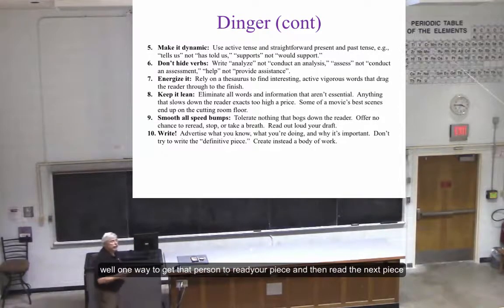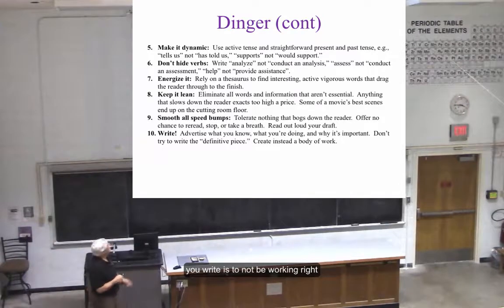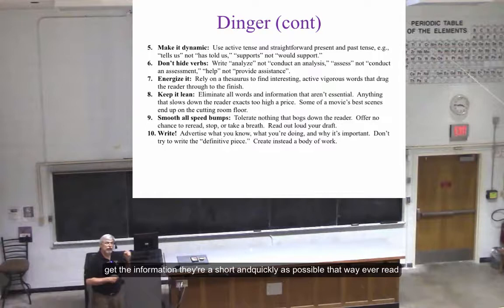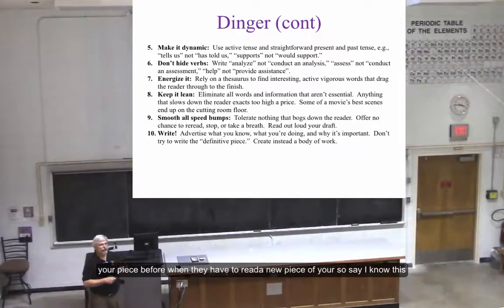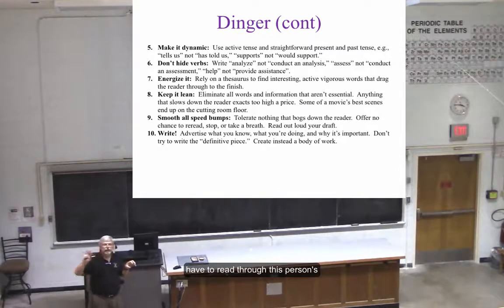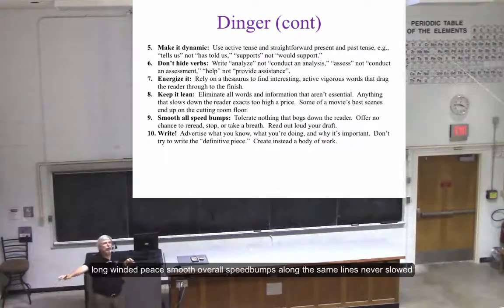Well, one way to get that person to read your piece and then read the next piece you write is to not be wordy. All right? Get the information in there as short and quickly as possible. That way, whoever reads your piece before, when they have to read a new piece of yours, they'll say, I know this person. This person gets to the point right away. I'll read this one. I don't want to have to read through this person's long-winded piece.